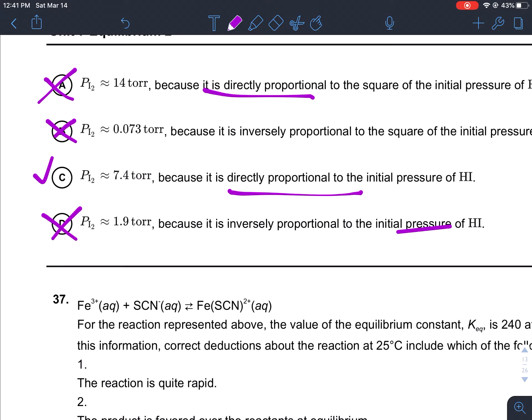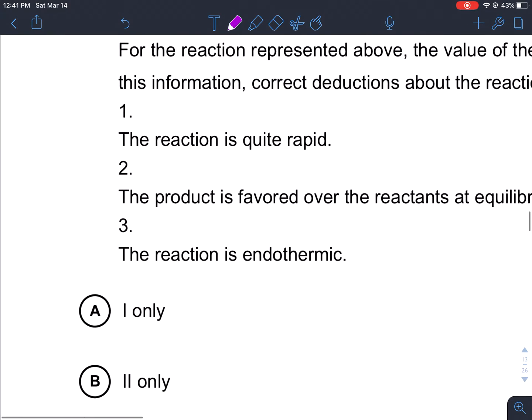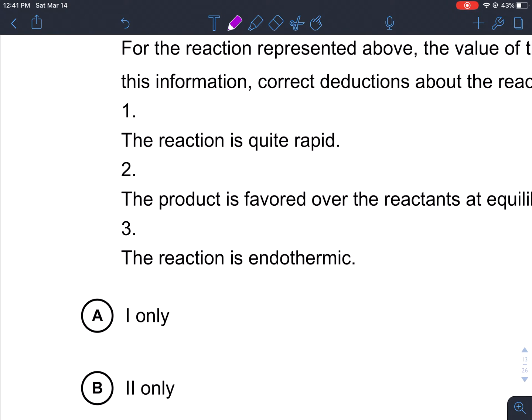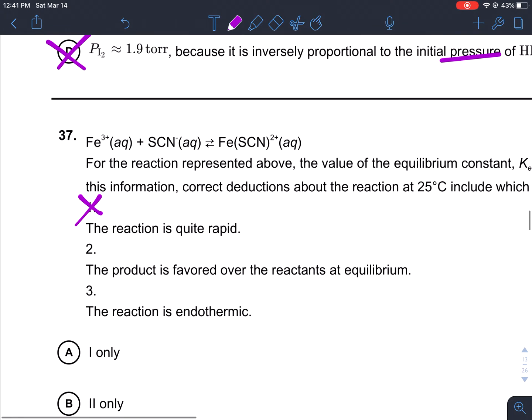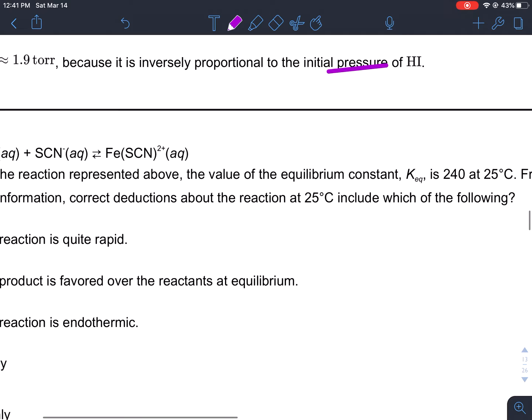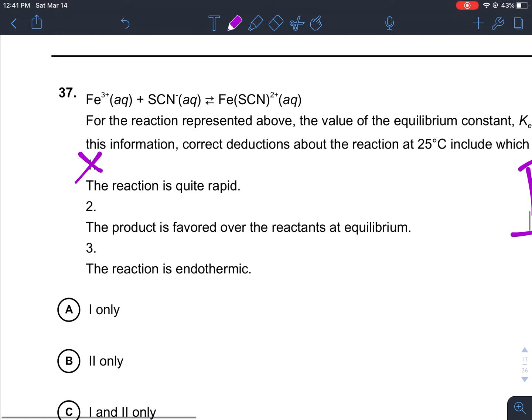The reaction is quite rapid. No, we have no idea whether this is rapid or not. That depends on the activation energy, so I don't know that. The product is favored over the reactants. Well, if your K is greater than 1, then you have more products than reactants. That is true, so that's good.